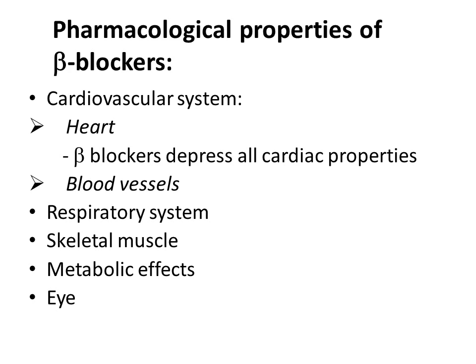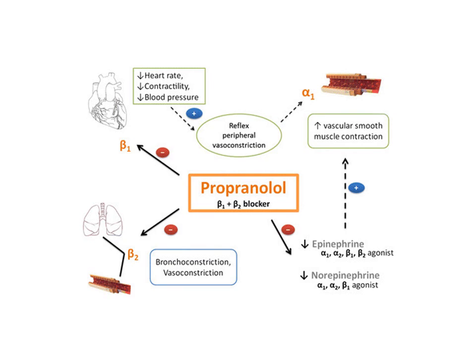In the eye, beta blockers on topical administration decrease intraocular pressure by reducing secretion of aqueous humor. Here we can see the actions of propranolol on the heart, on the respiratory system, on vascular smooth muscles, and various neurotransmitters.